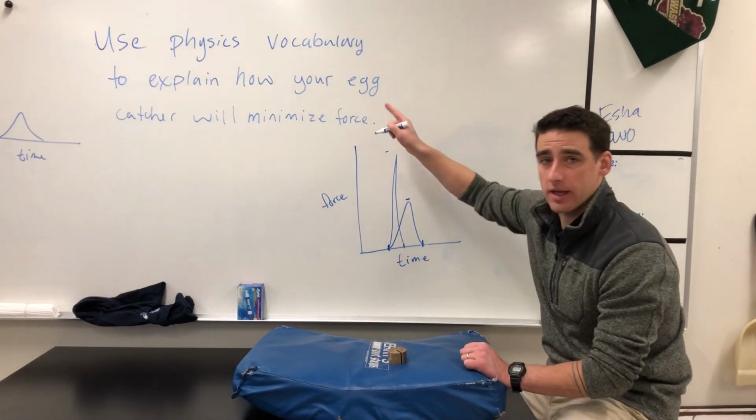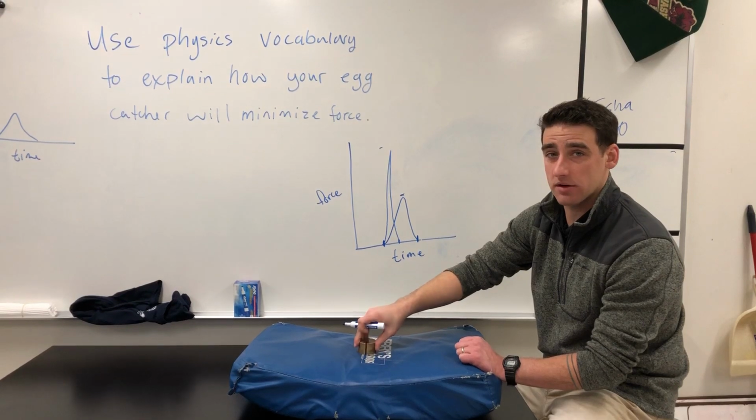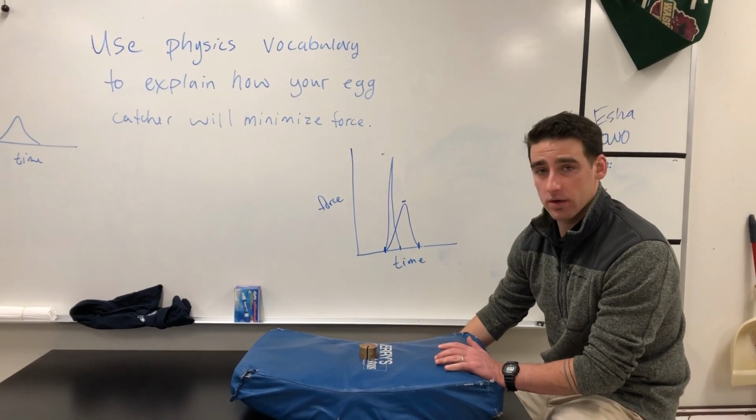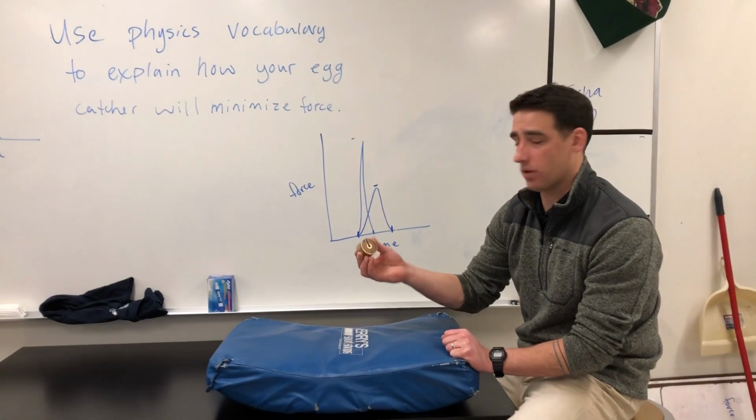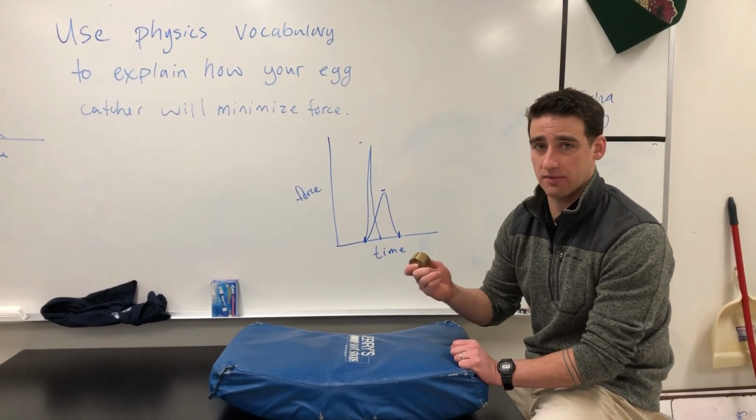So when you explain your device to me, I'm looking for you to explain how your device can lengthen the time of the collision and slow your egg down more gradually instead of all at once.